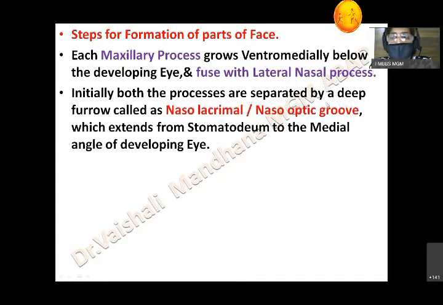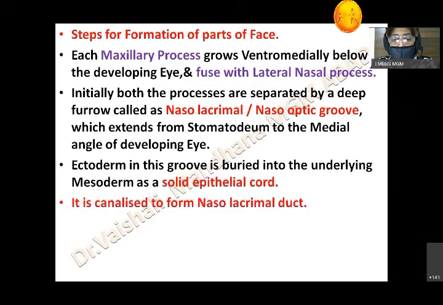Initially, both these processes are separated by a deep furrow called the nasolacrimal groove or naso-optic groove on the lateral aspect, and it extends from the stomatodeum to the medial angle of the eye. From the lateral angle of the stomatodeum up to the medial end of the eye, the fusion does not occur. It fuses at the lower level, but it does not fuse with the lateral side of the nose, remember, and that is nothing but the nasolacrimal groove. What happens in this groove? The ectoderm is buried in that groove, and a solid epithelial cord is formed.